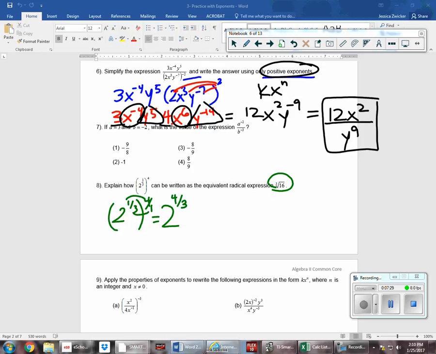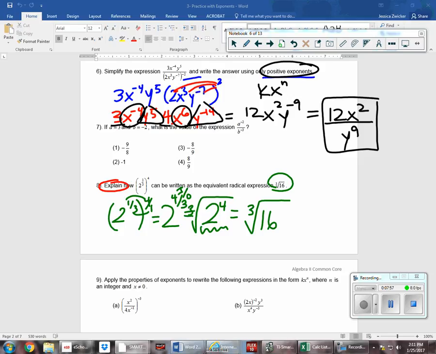So now what I'm going to do is notice that they want that as a radical. So I've got 2 to the 4th and the cubed root of that. The reason is I've got like we did in the beginning. Inside 4, outside 3. And that's all equal to the cubed root of 16 because 2 to the 4th is 16.